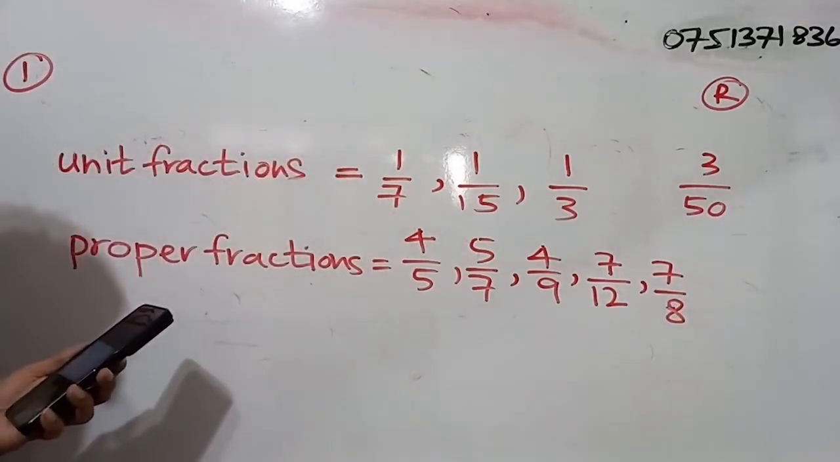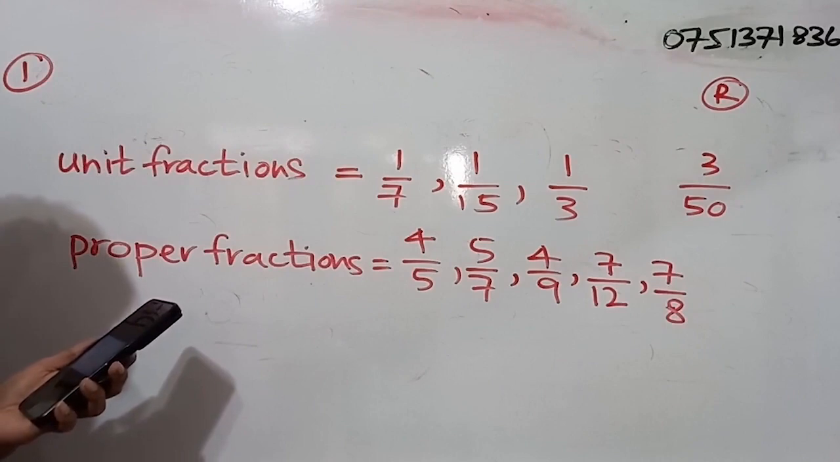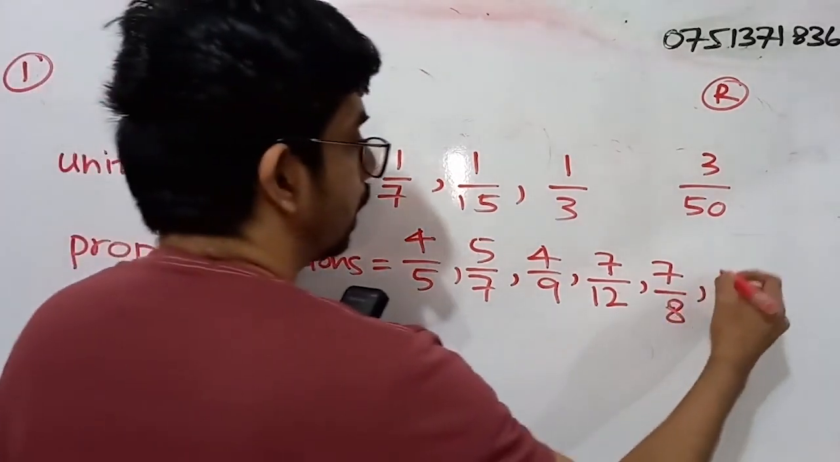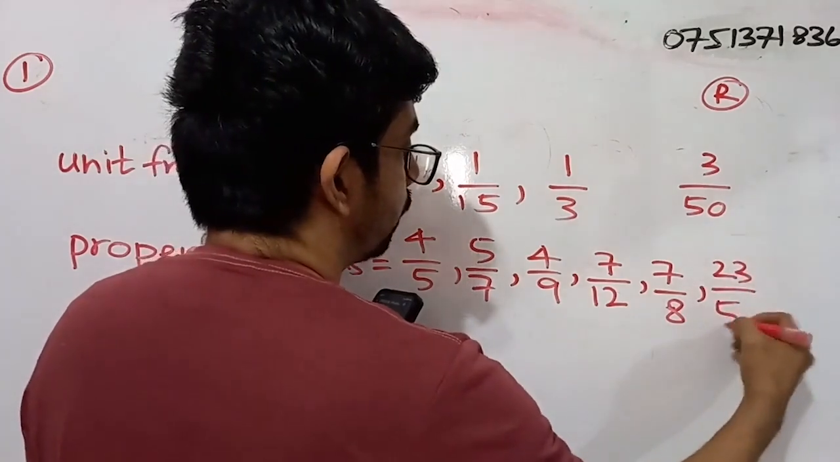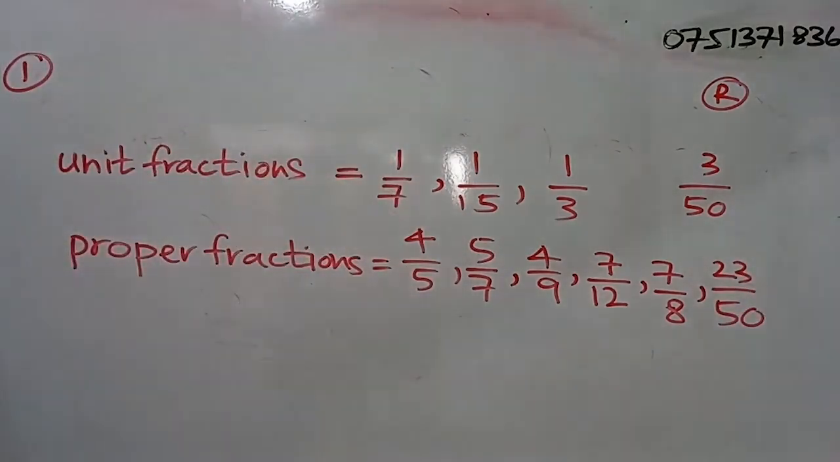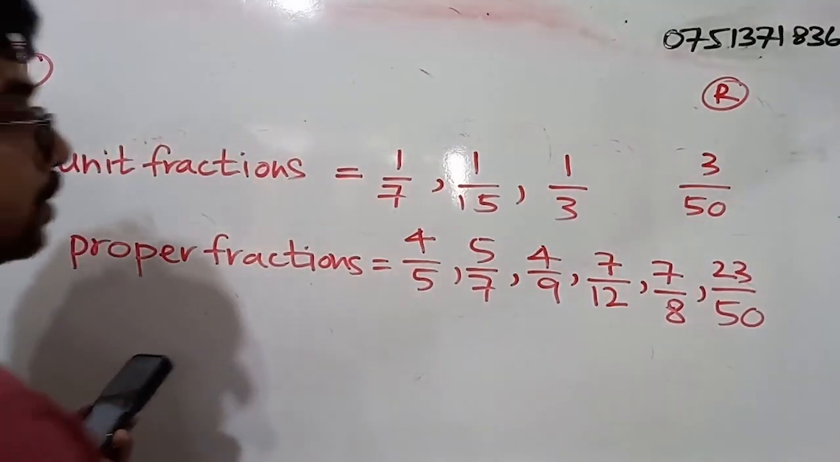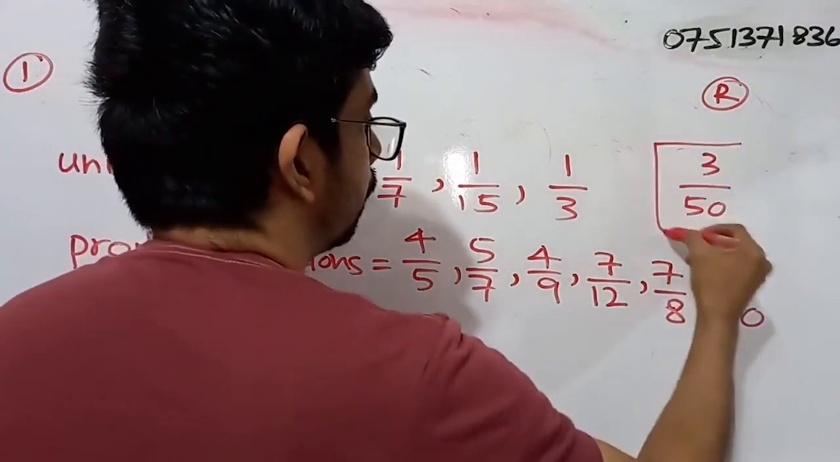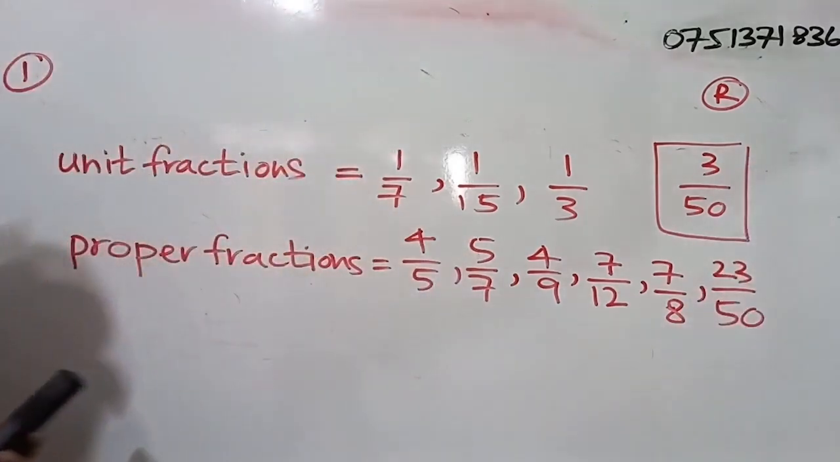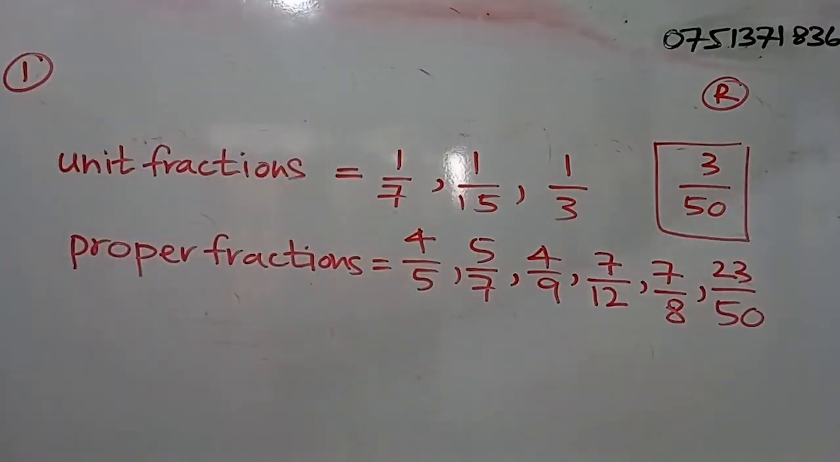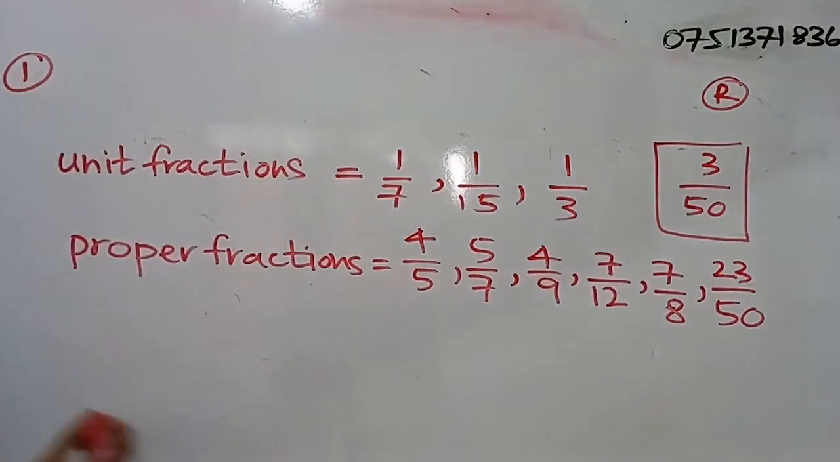Then we have 23 by 50. Right. So these are the proper fractions. So this is an example. Make an example like this.